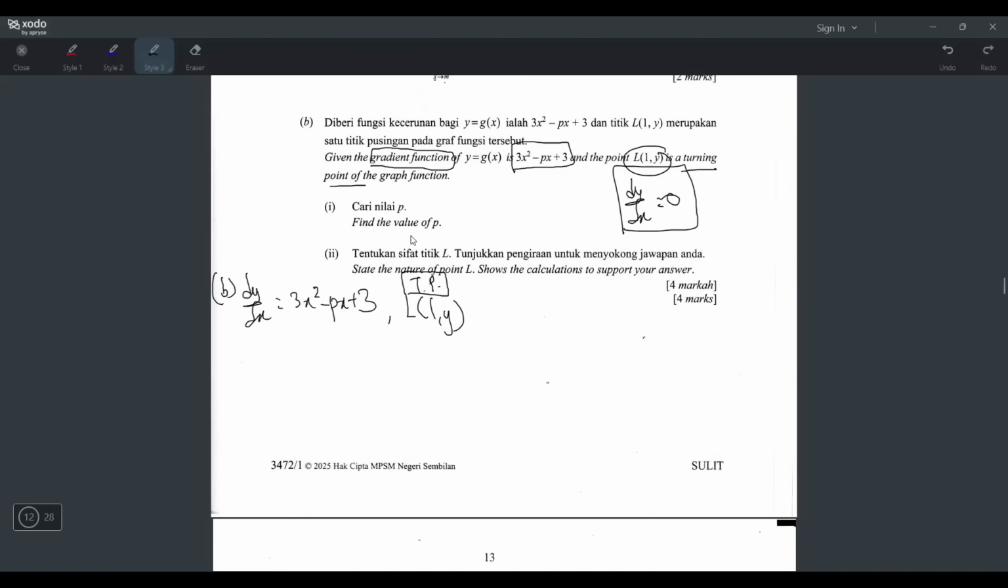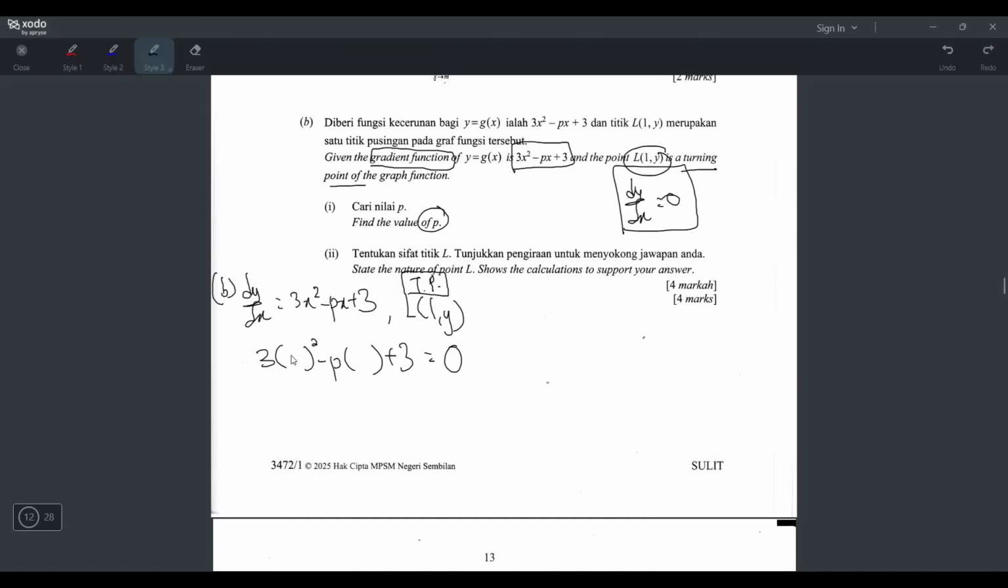And then number 1, find the value of p. So just take this whole thing equals 0. So 3x squared minus px plus 3 equals 0. Okay, and do you know when you do dy/dx equals 0, you will get the x coordinate of the turning point. And they already give you the x coordinate of the turning point, which is 1, right? But they ask you to find p.